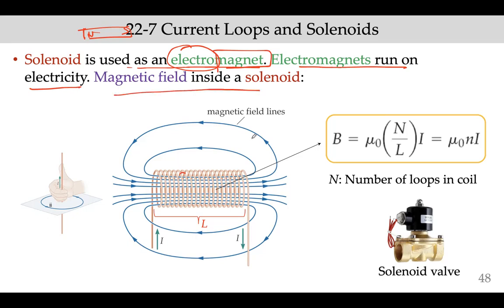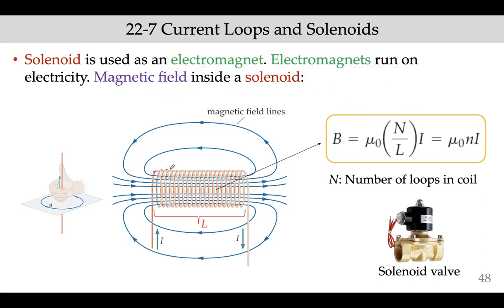The magnetic field inside a solenoid is given by this formula. The magnitude of the magnetic field within the solenoid is mu0, remember, it was the constant, the permeability of free space, times the number of turns n. So how many turns do you have in this coil? In this case, 1, 2, 3, 4, 5, 6, 8. So you would count all the turns.